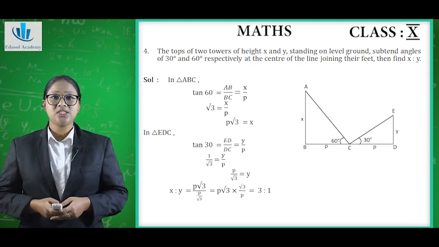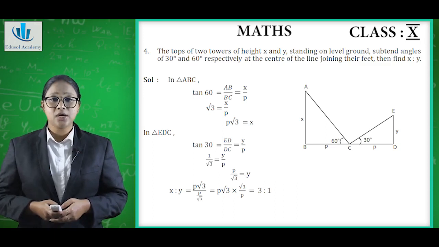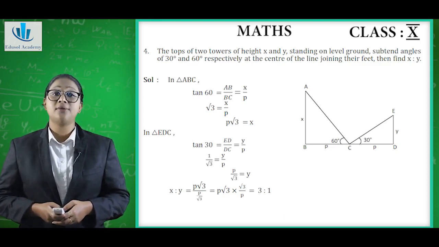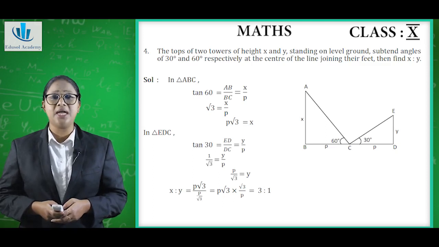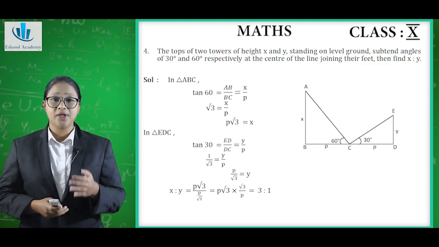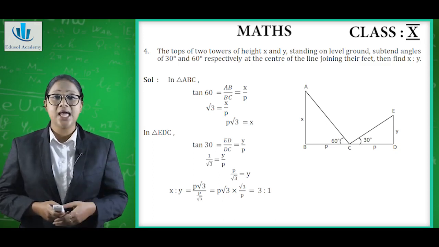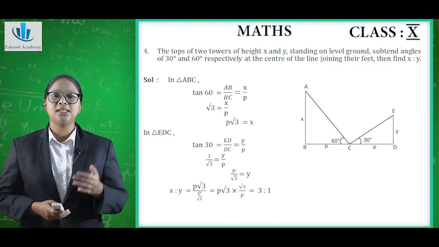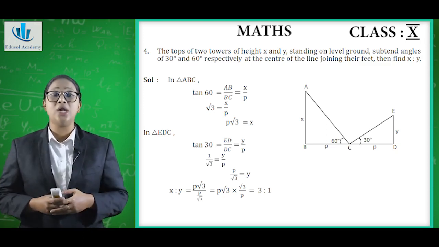The tops of two towers of height X and Y standing on level ground subtend angles of 30 degrees and 60 degrees respectively at the center of the line joining their feet. Then find X is to Y. So we are supposed to find the ratio of heights of two towers. So in the figure, let AB be X, or the first tower with height X, and CD be tower 2 with height Y. And they have specifically said that they are standing on level ground.